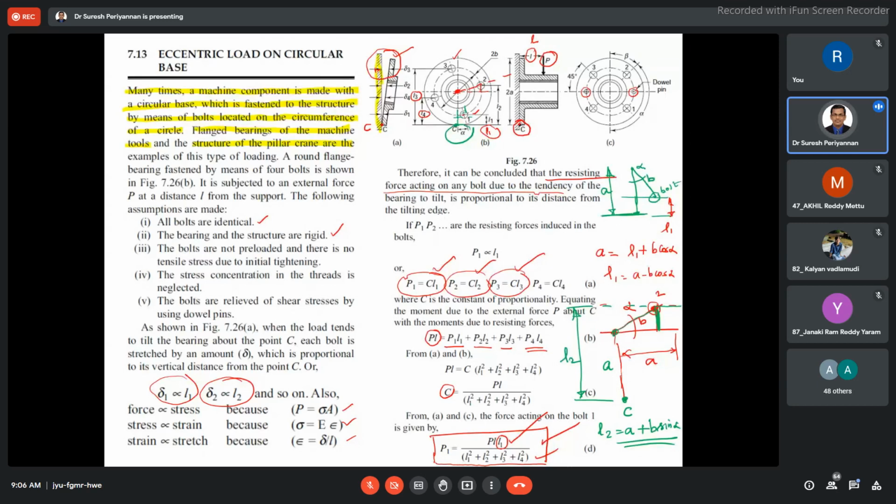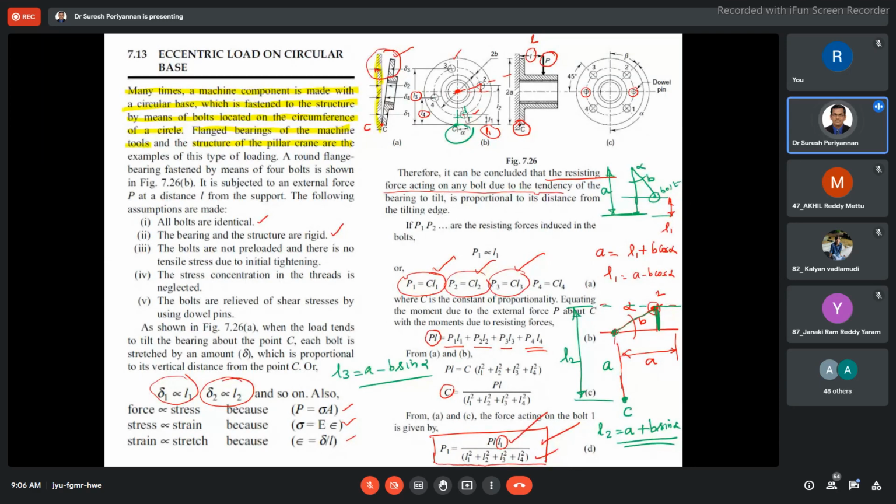See, now L3 is sitting below the center line. Then in a similar way you can calculate L3 is equal to a minus b sine alpha.